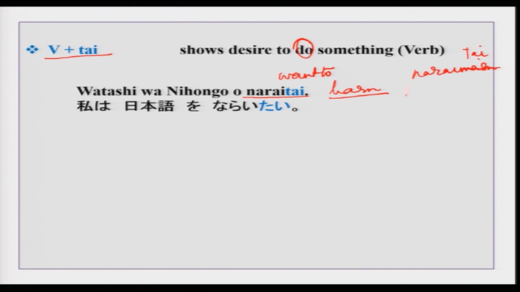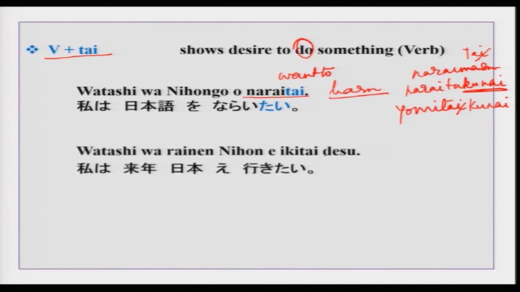And the negative is naraitakunai, as you would do for adjectives. Naraitakunai. Naraitai, remove the i over here and put kunai. For example, you have yomitai, watashi wa shimbun o yomitakunai. So this is how you will make it. Then, watashi wa rainen nihon e ikitai desu. Nihon e ikitai desu. So, ikimasu, ikitai, and ikitakunai. I do not want to go. So, you can do it like this and practice tai form.